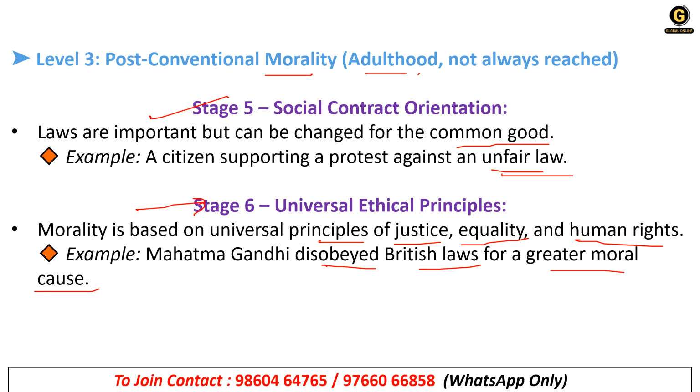So here the child will be able to understand, okay. They are more guided by self-chosen ethical principles, in terms of justice, equality, and respect for human dignity. Even if it is necessary to break the laws, they will follow that. They will break the laws because it is for human benefit, the benefit of mankind. So that is the sixth stage. So these are the stages of how the child will grow, how his mentality, his thinking ability, and his intellectual level will grow, and how he will think. That is the six stages given by Kohlberg.